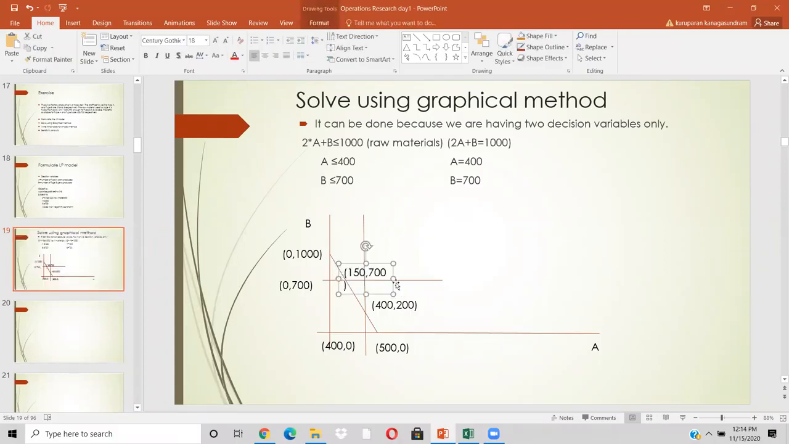Now say whether the region above this line or below this line is feasible. Above or below. Below the line. The reason is we should be less than or equal to 700. So if you go above, you will get the value for B more than 700. So to get less than 700, this is the region.